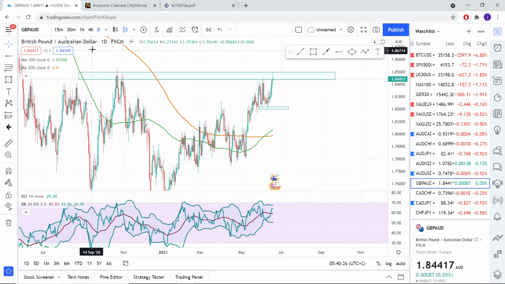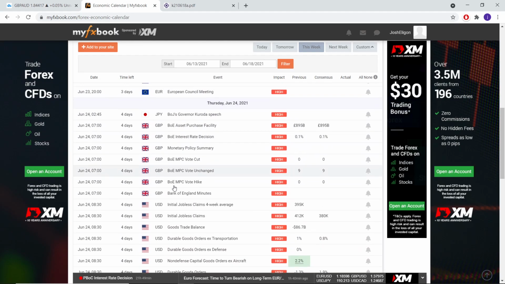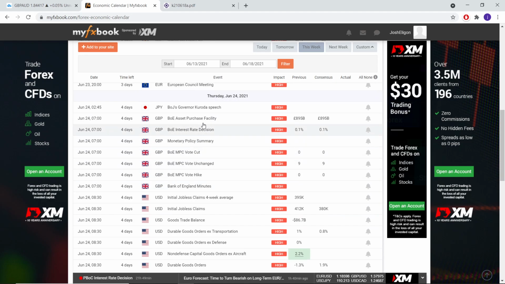Alright, from the technical standpoint, if we look, we do have a lot of GBP news, Bank of England minutes, this would be a high impact news, and interest rate decisions, always high impact, monetary policy summary as well. Alright, so these are high impact news right here, 1, 2, and 3.